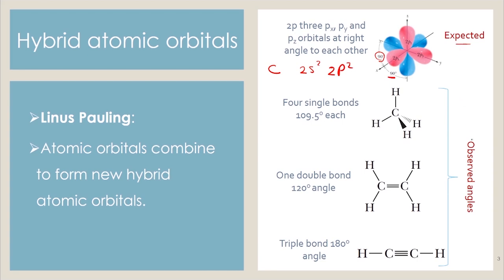And instead, we find angles of approximately 109.5 degrees in molecules with single bonds only, such as methane, 120 degrees with molecules with double bonds, such as ethylene, and 180 degrees with molecules with triple bonds, such as acetylene. To overcome this problem, Linus Pauling proposed that atomic orbitals combine to form hybridized atomic orbitals. These hybridized orbitals overlap with the other atom's orbitals to form the observed covalent bonds.